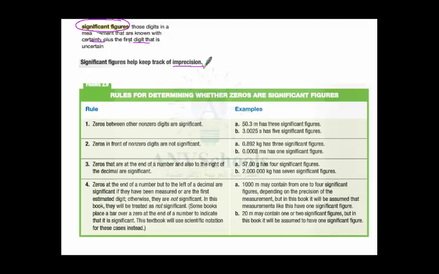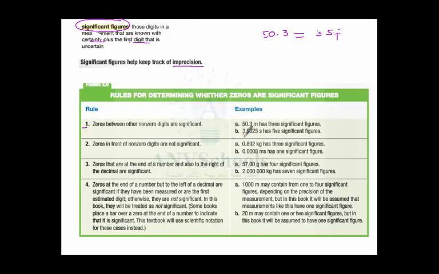Now let's see the rules for determining whether the zeros are significant or not. The first rule is zeros between other non-zero digits are significant. Like here, 50.3. This zero is sandwiched between two numbers. In this case, this zero is significant. In this particular example, we have three significant figures: 1, 2, 3.